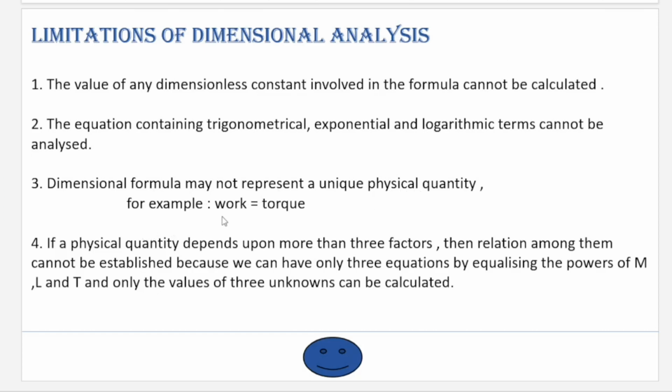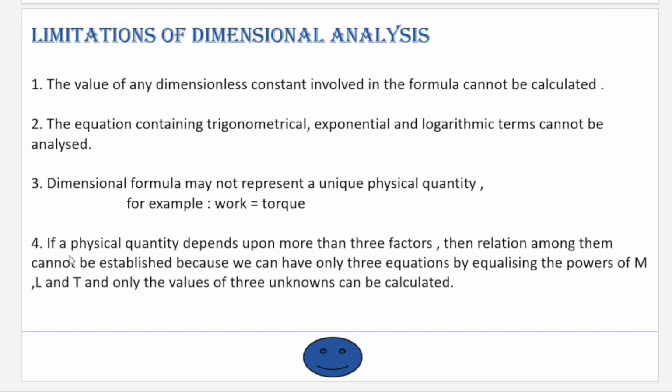For example, work is equal to torque. Work's dimensional formula is M L^2 T minus 2, whereas torque's dimensional formula is M L^2 T minus 2. They both have the same dimensional formula, but their nature is different. Hence, it does not represent a unique physical quantity.